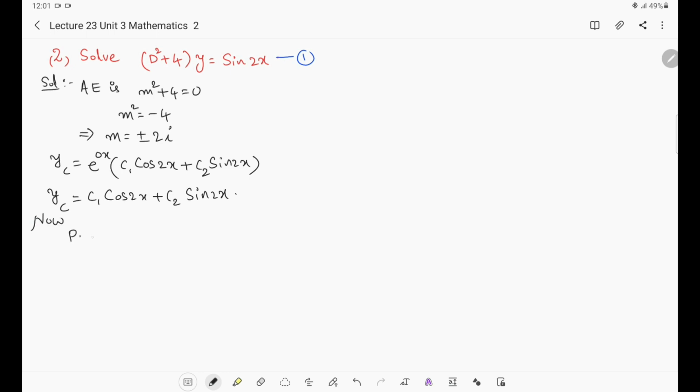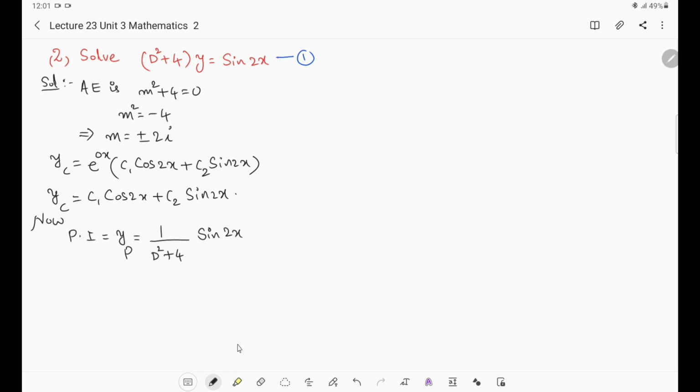So now the particular integral equals, what is it? yp equals 1 by f of D, where f of D is D square plus 4, into X, where capital X is sin 2x.